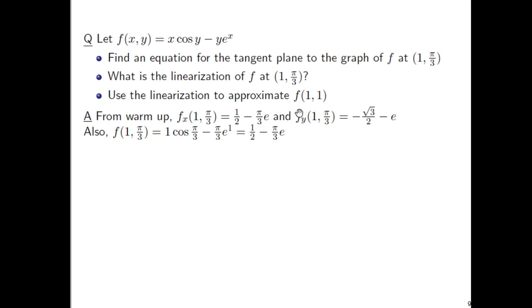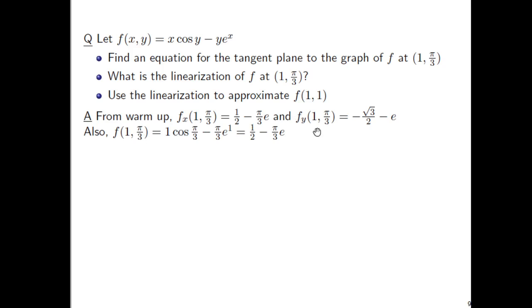So the first part we had from the warm-up, the partial derivative of f with respect to x evaluated at 1 comma pi over 3. We're just copying from an earlier slide: 1 half minus pi over 3 times e. And with respect to y, evaluated at 1 comma pi over 3, we got negative root 3 over 2 minus e. And because we're going to need it for the equation of the tangent plane, let's also find the value of the original function f at 1 comma pi over 3.